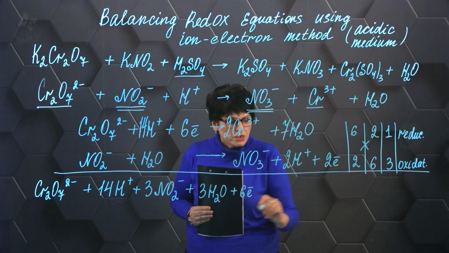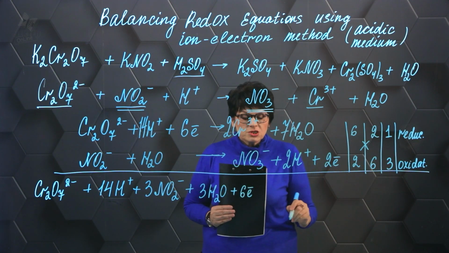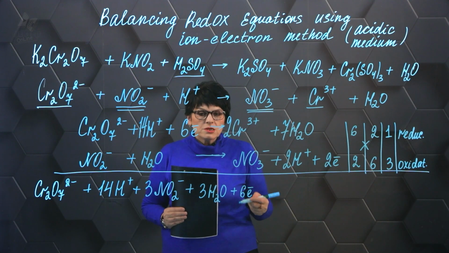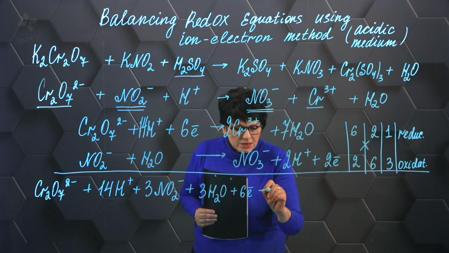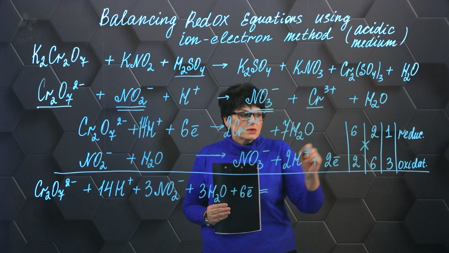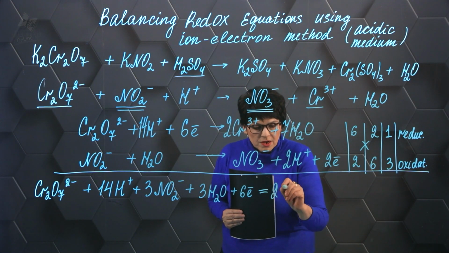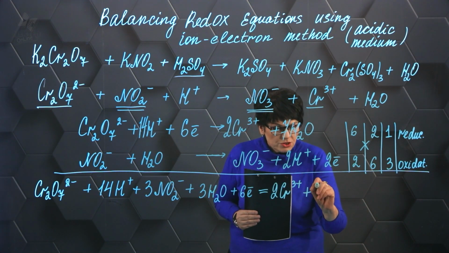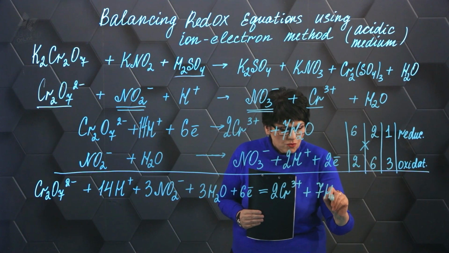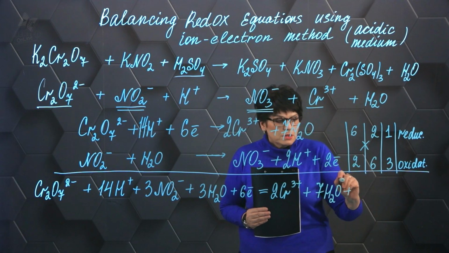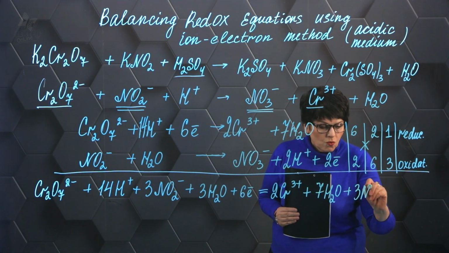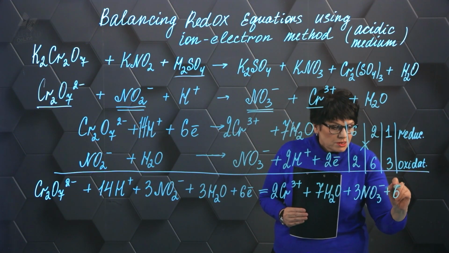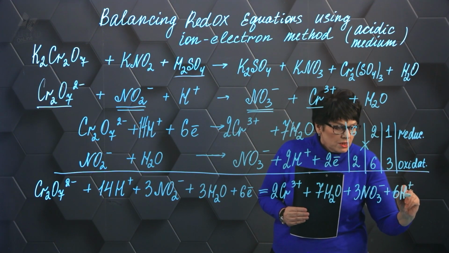The number of electrons decreases here. We start with 12 electrons, but after the reduction, we are left with only 6. Next is the second part of our reaction. We get 2 chromium 3 plus, 7 H2O plus 3 NO3 minus and plus 6 H plus, and respectively will give up 6 electrons.